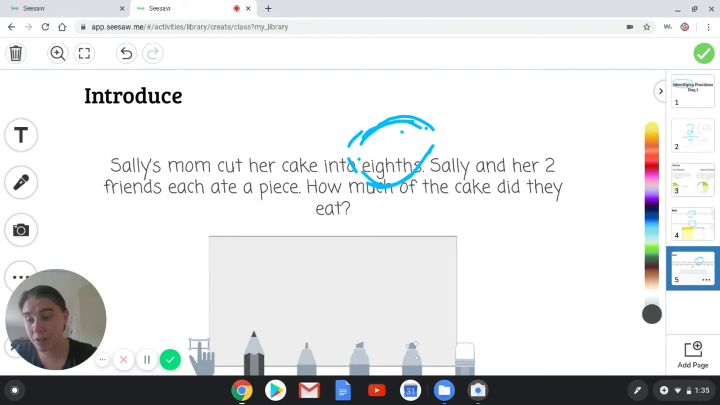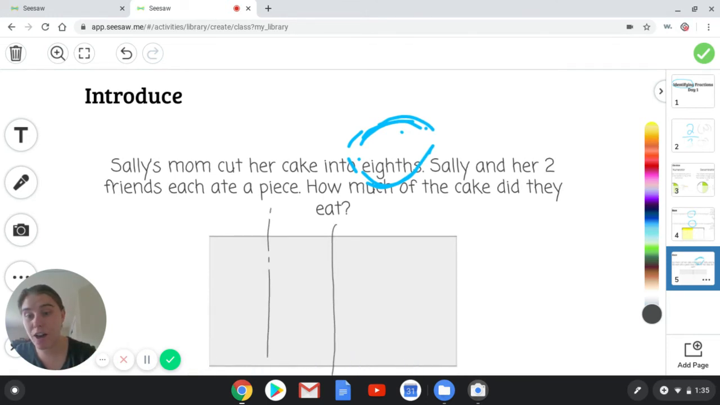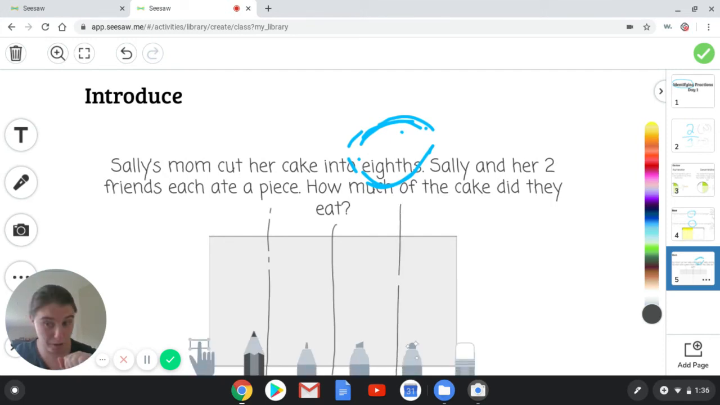Let's start by partitioning, which is just a fancy way of saying cutting or dividing up. But let's start by partitioning this shape into eighths. I'm going to cut it in half. I know when I cut my halves in half, I'll end up with fourths, and I can just stop and check. 1, 2, 3, 4 equal size pieces. Now I just need to cut or partition my fourths in half and end up with eighths. Now I have 8 equal size pieces.